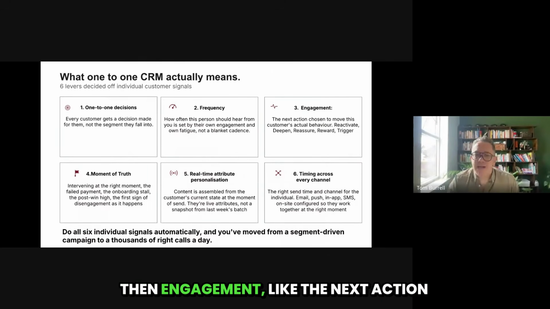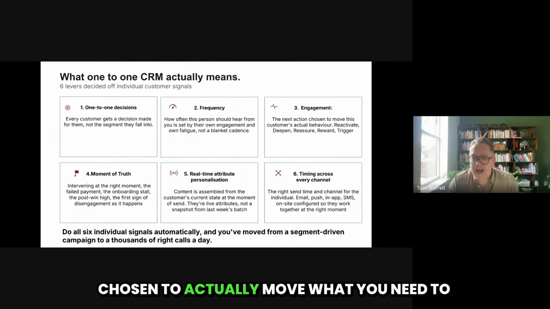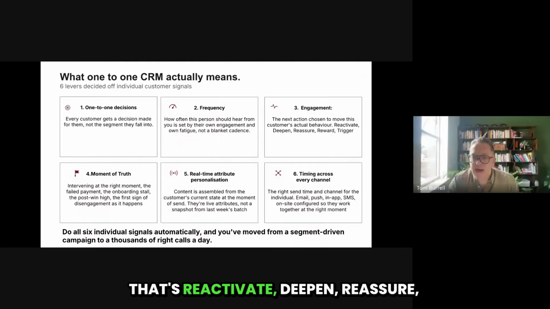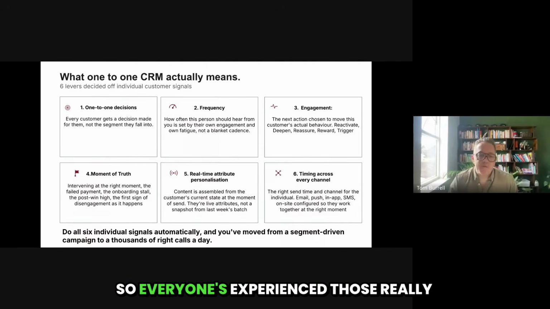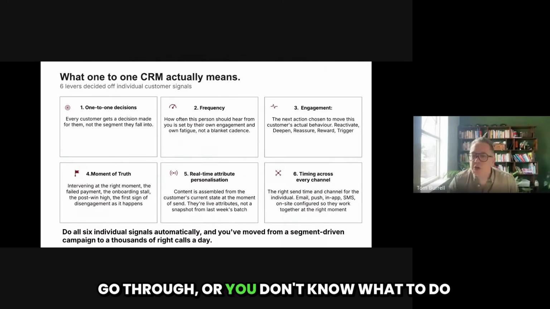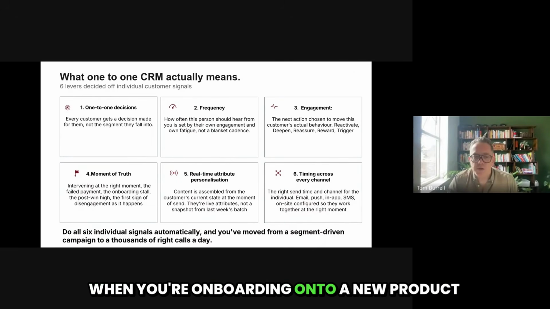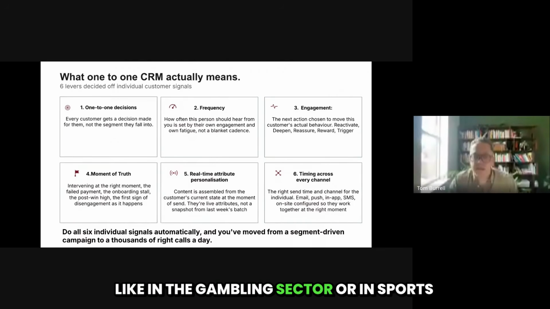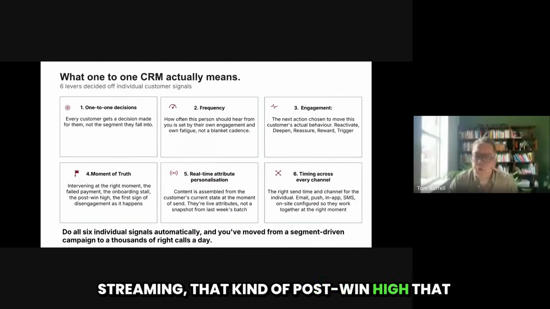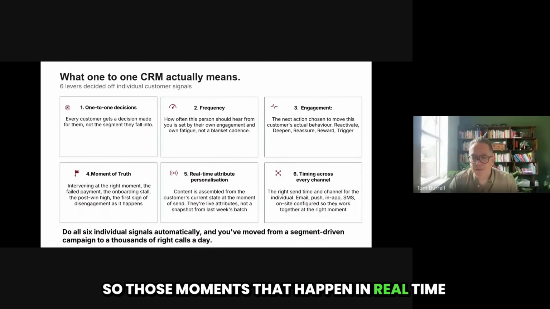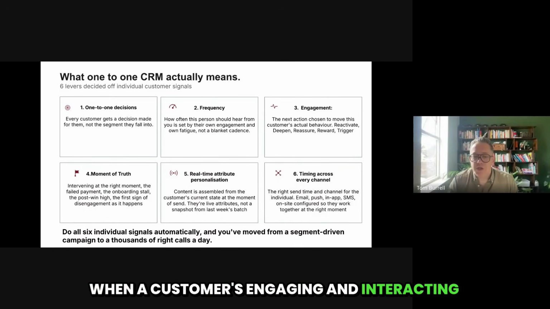Then engagement: the next action chosen to actually move what you need to move within this specific customer, whether that's reactivate, deepen, reassure, reward, or trigger. Then moments of truth. Everyone has experienced those frustrating moments where a payment doesn't go through, or you don't know what to do when onboarding onto a new product or service, or those more positive moments, like in the gambling sector or sports streaming, that post-win high, or those first signs of disengagement. Those moments happen in real time when a customer is engaging and interacting with the product.